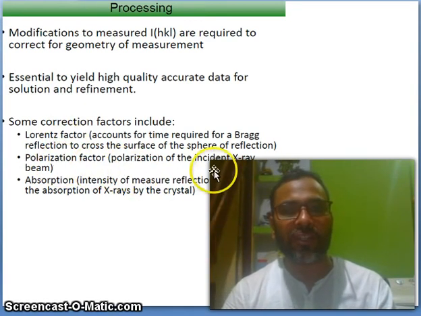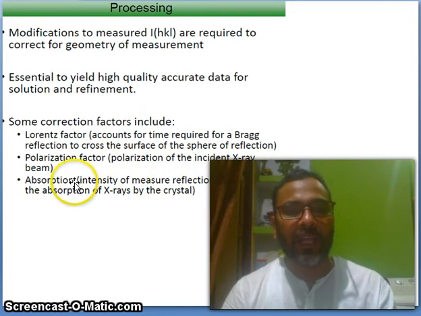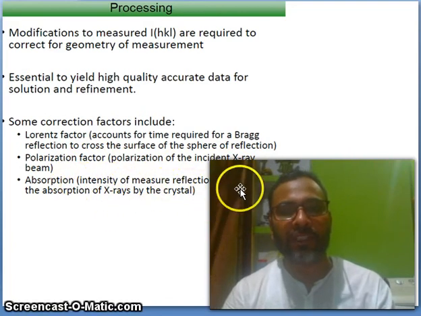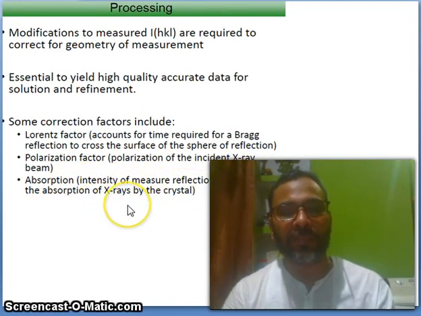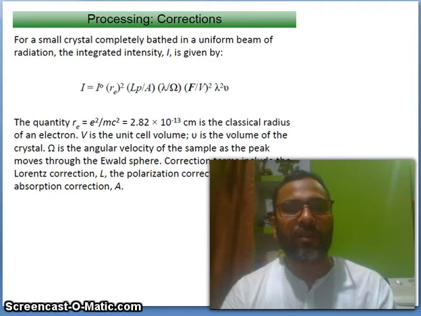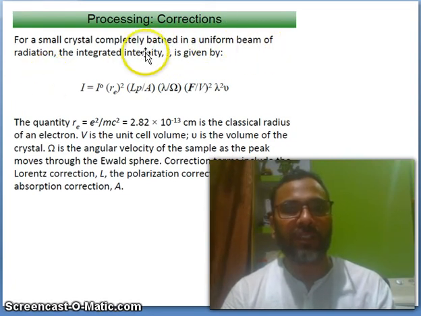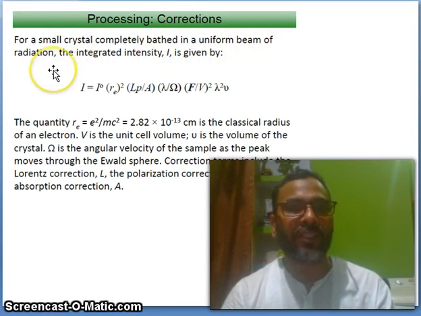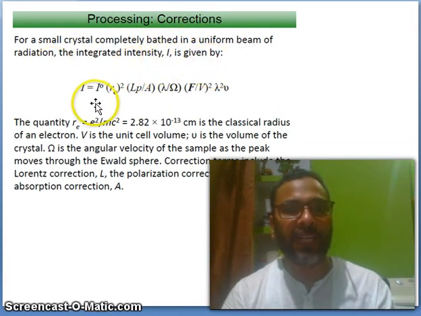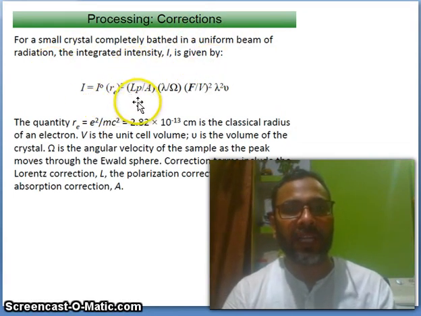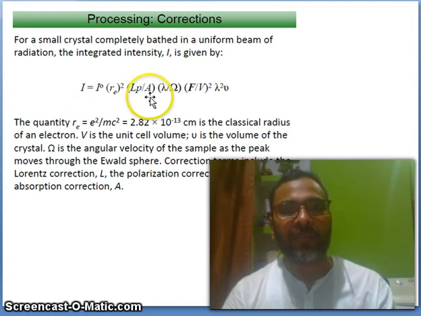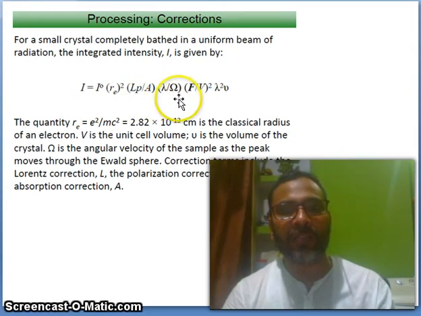Polarization factor, polarization of the incident X-ray beam. Absorption: the intensity of the measured reflection is reduced by the absorption of X-rays by the crystal. Processing, corrections. For a small crystal completely bathed in a uniform beam of radiation, that is important, the integrated intensity is given by I is equal to I naught r e square L P A lambda cubed divided by omega, F square divided by V square, lambda square V.